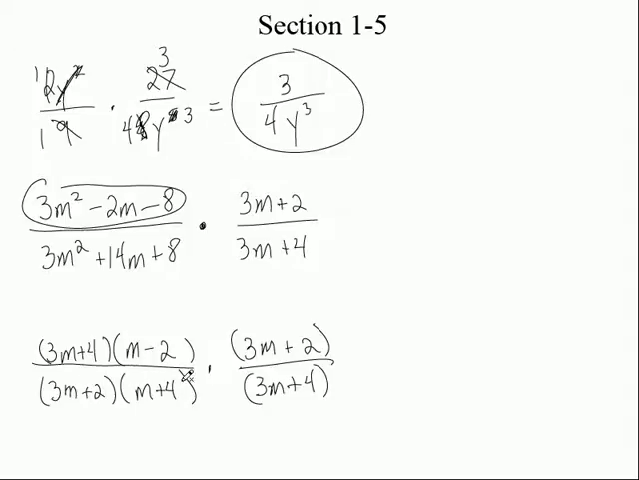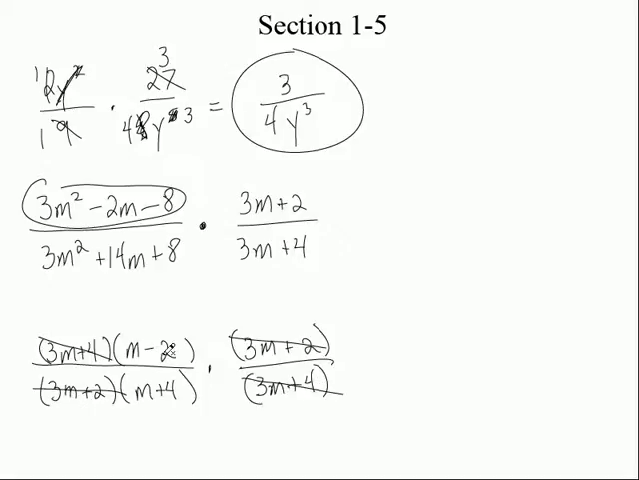Because look what happens. I got a 3m plus 4 on the top. Everything's being multiplied here, so I can cancel stuff out now, can't I? Even though you have a plus in here, that's all right. It's in that parentheses. That parentheses is being multiplied. So I got a 3m plus 4 up here. What do I got down here? 3m plus 4. So guess what happens to them? Boom. That's the fun part of this, isn't it? They go. And then the 3m plus 2 cancels out with this and this.